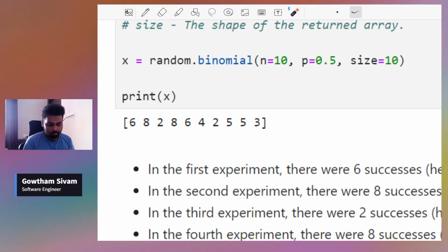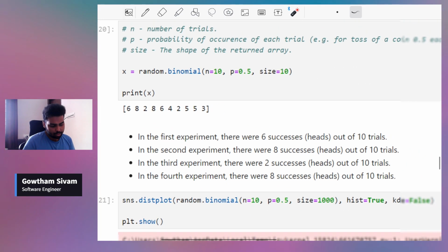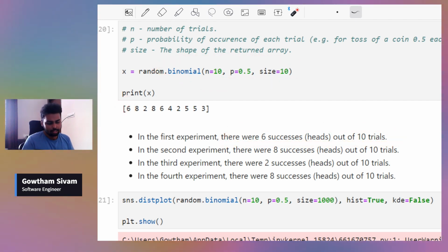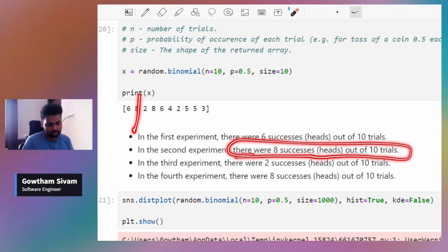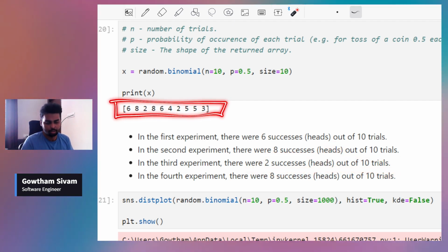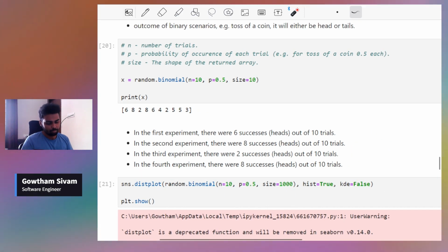But here, what is the first experiment? This is the first experiment, second, third experiment. In the first experiment, there were 6 successes, heads, out of 10 trials. That is what this number means. We are generating random information based on the parameters here, right? Same way, in the second, we have got 8 successes out of 10 trials. In the third experiment, we have got 2 successes out of 10. Success means head. That is what the values in this particular list mean.